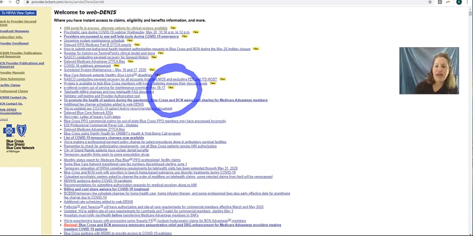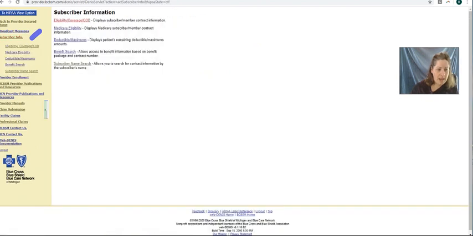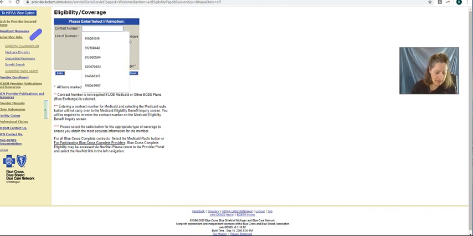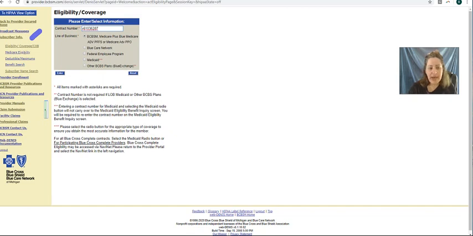It has a bunch of announcements and things, but I'm going to click on over here, subscriber information. Eligibility, and I can put in my patient's policy number, and I can get their benefits. Okay, so I'm going to put in my patient's policy number. Before you think I'm breaking HIPAA, that's me, so I'm not breaking HIPAA. Oh, that's an FEP, it's a federal plan, so I'm going to pick federal. And it brings up my policy.